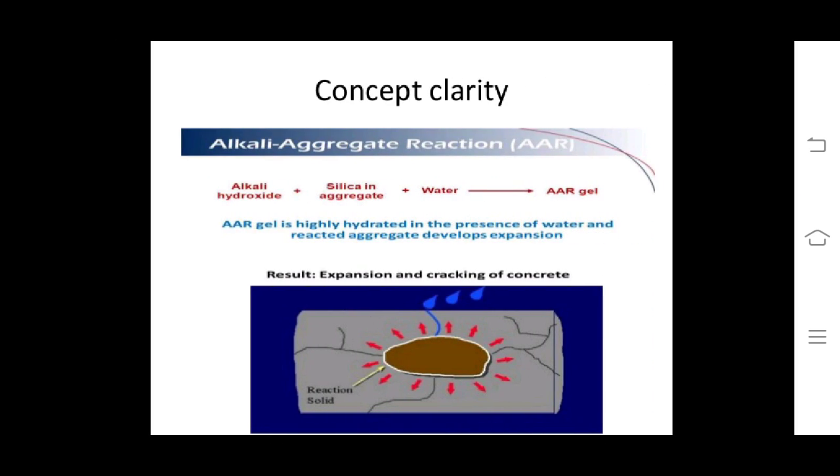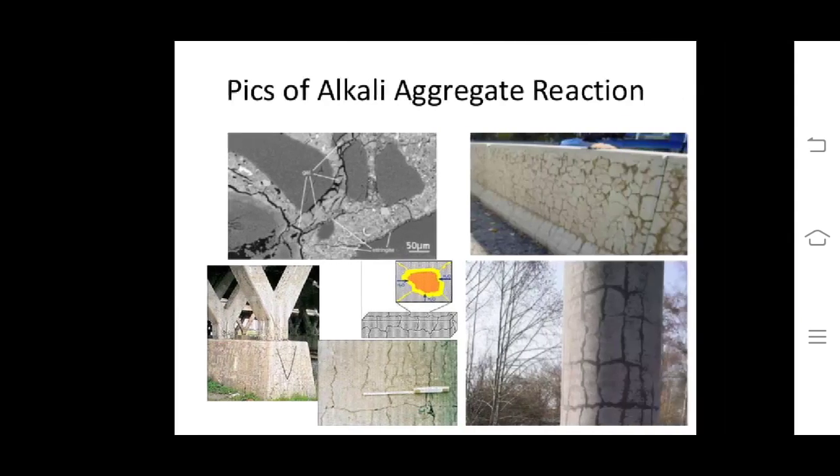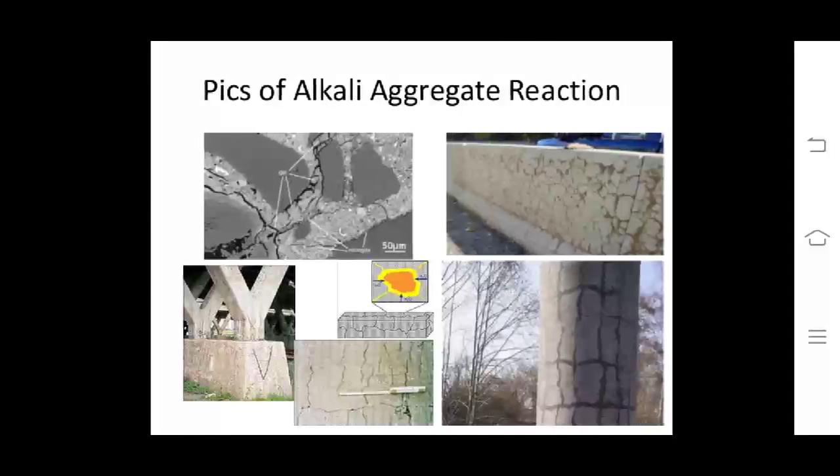This diagram shows the alkali aggregate reaction. Alkali hydroxide in presence of silica in aggregate and water gives alkali aggregate gel, which causes cracking in the concrete matrix. These are some glimpses showing the cracking due to alkali aggregate reaction in concrete.